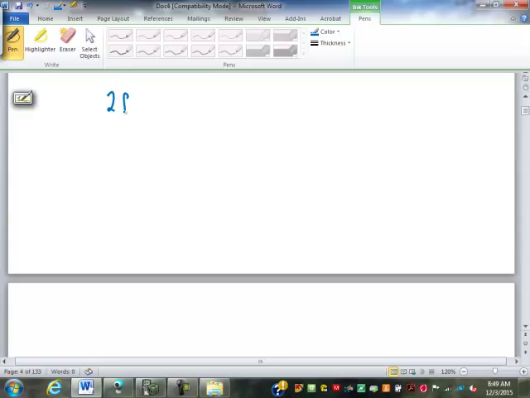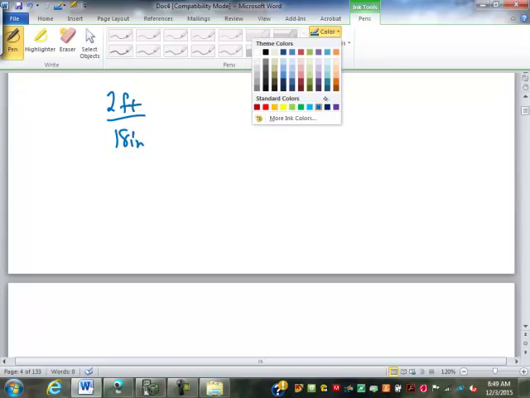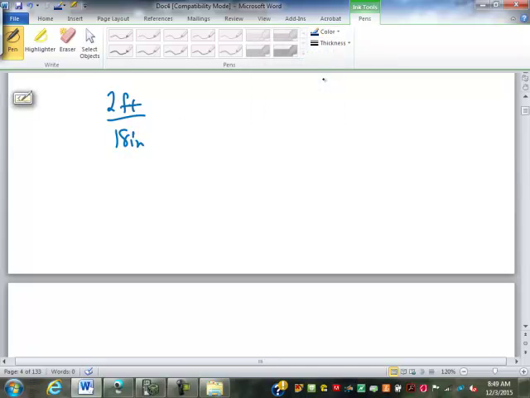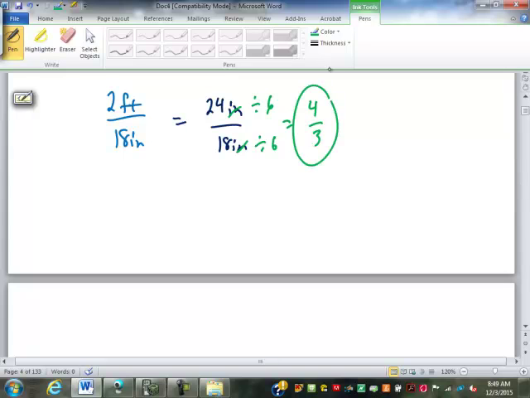So if I have something like 2 feet compared to 18 inches, is that a ratio? Say no. Why not? Different units. But I can convert that to be 24 inches over 18 inches. Now they're the same units. Inches cancel out. Both can be reduced by 6 to give me 4 to 3. Again, I don't convert that into a mixed number. I leave it as an improper fraction.